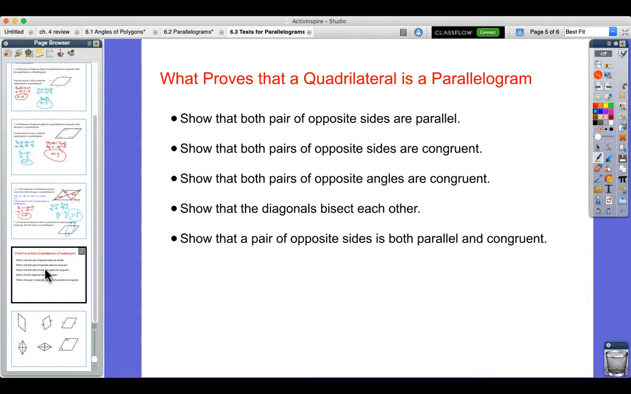So remember, as long as one of these things is true, it proves the quadrilateral is a parallelogram. If you can show both pairs of opposite sides parallel, then it's a parallelogram. If you can show both pairs of opposite sides are congruent, it's a parallelogram. Both pairs of opposite angles are congruent, it's a parallelogram. If you can show the diagonals bisect each other, it's a parallelogram. And last one, if you can show that one pair of opposite sides is both parallel and congruent, that proves the whole thing a parallelogram.